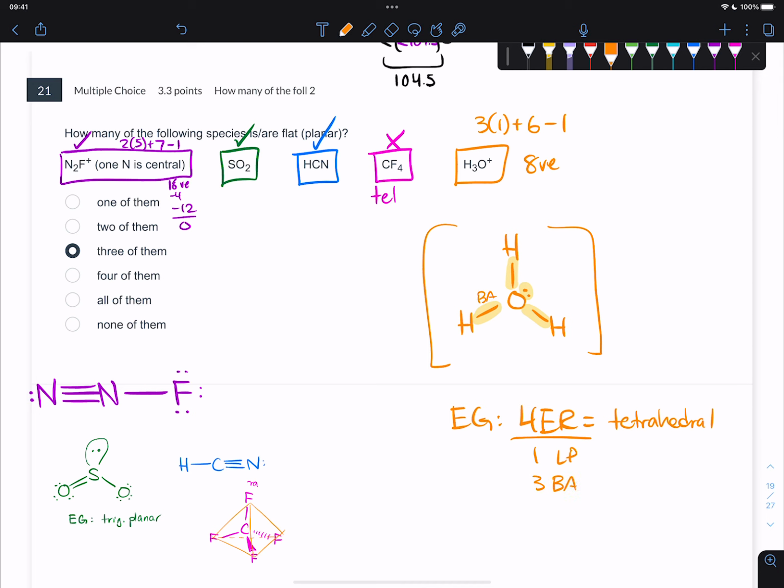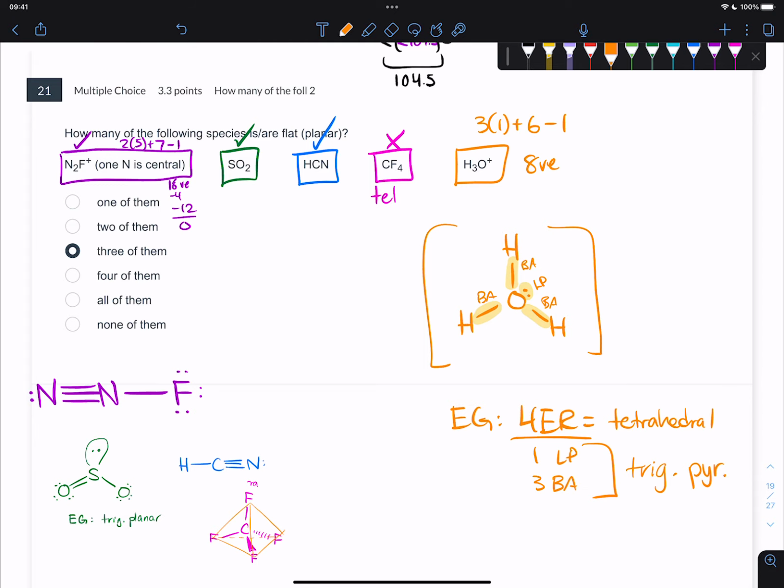This is a bonding area, this is a bonding area, this is a bonding area, and then obviously we have our lone pair on that central atom. So the shape here is going to be trigonal, but it's not trigonal planar. That would literally mean flat. It's trigonal pyramidal, however you want to say it.